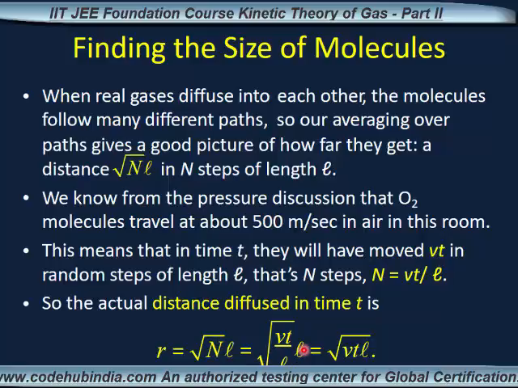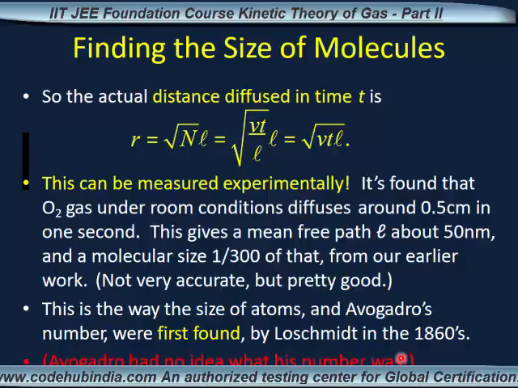And what we got is that if we take the root of each side, this L becomes L square, and the square cancels on the lower side and becomes vtL. Clear? So the actual distance in this case is r equal to root over NL, that is root of vtL. That follows the Avogadro number. That's how we got the Avogadro number.